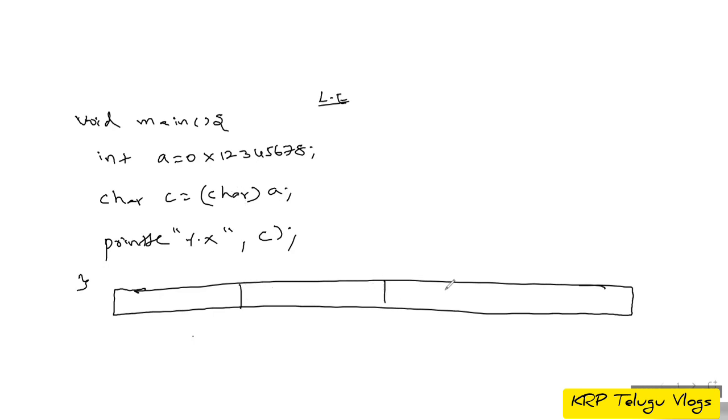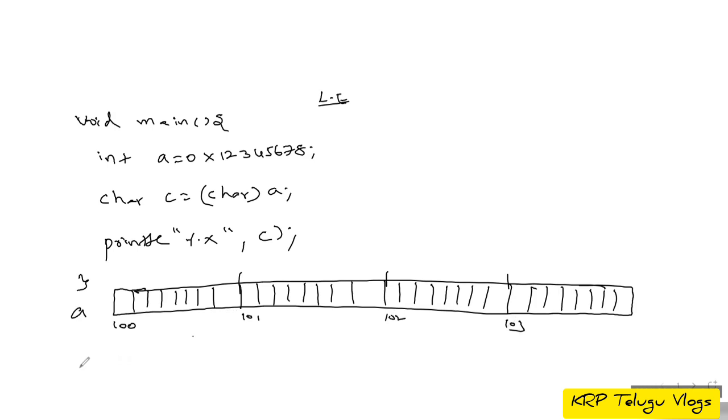So 1 2 3 4, 4 bytes of memory. Say a is stored at addresses 100, 101, 102, 103. So c has only 1 byte of memory, correct?